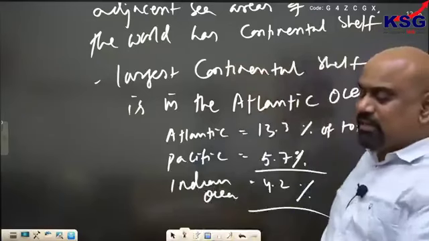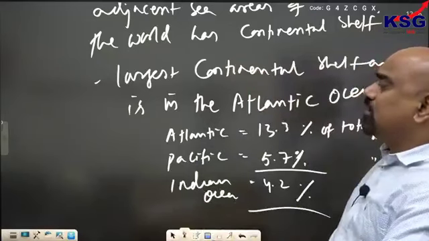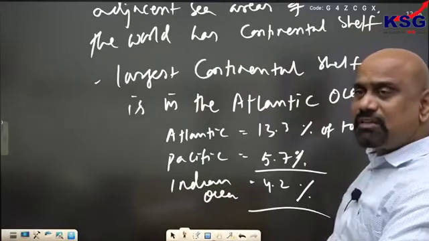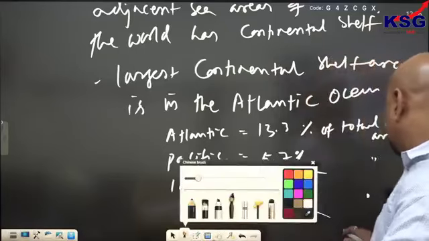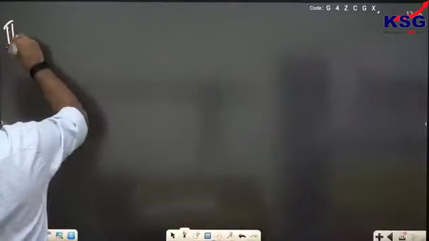Huge area of continental shelf you are having on this, and it has greatest potential, I said, for economic purpose as well. Okay, continental shelf हो गया. Continental slope now. Second one is continental slope.